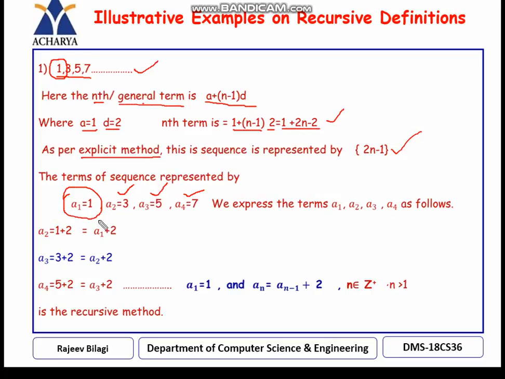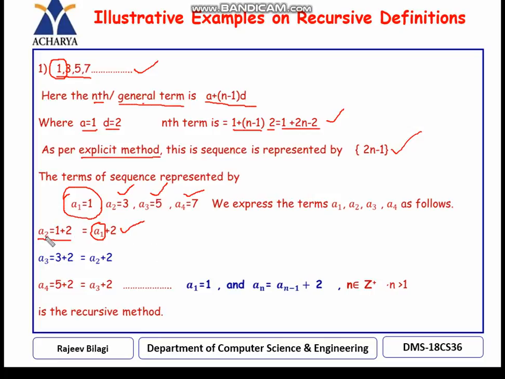Using a1, I can write a2. That is, a2 is equal to 3, which I can write as 1 plus 2, where a1 is already known to be 1, so I can write it as a1 plus 2.